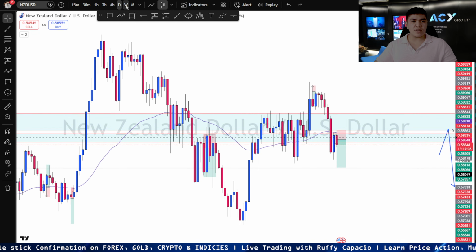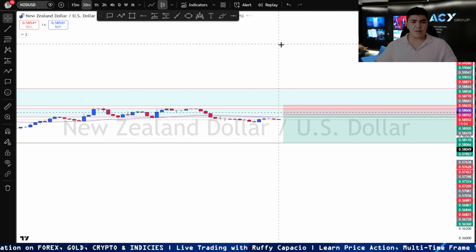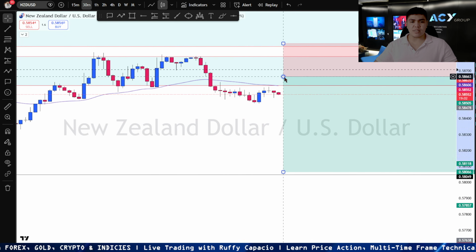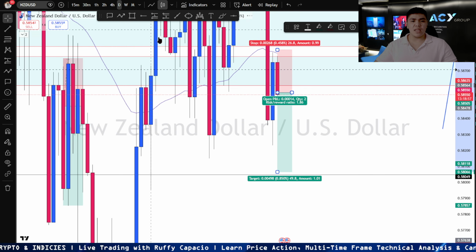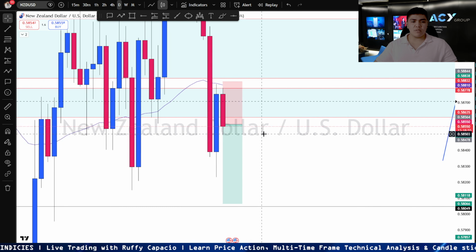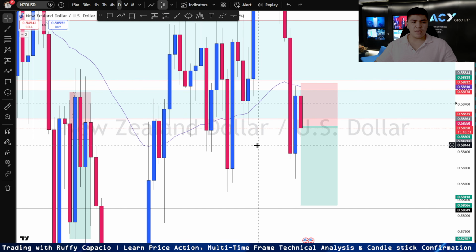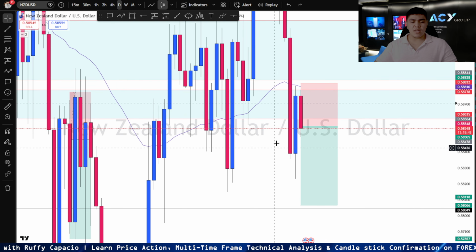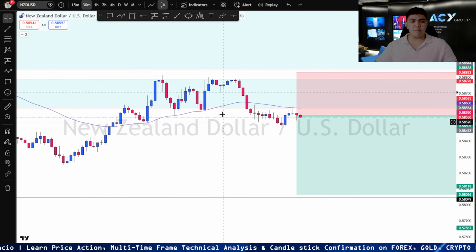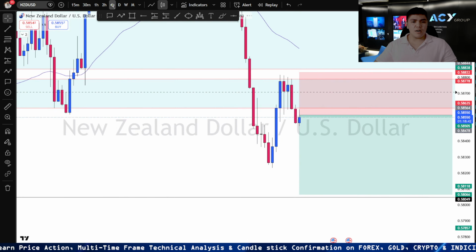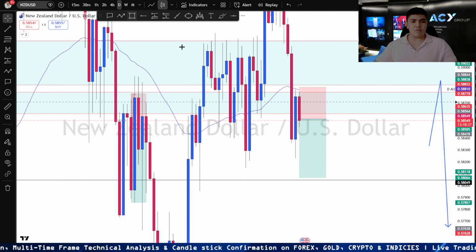So NZD USD already approached our area. Possibly we could find some selling opportunities right exactly in this spot. Now as you can see here, price is already rejecting. Still, I will wait for a proper rejection for me to be interested. As you can see, it's still playing out. Possibly I will wait for a much better entry for me to be interested.